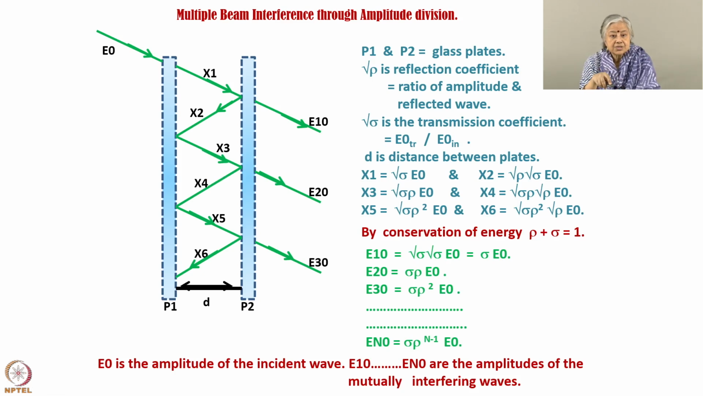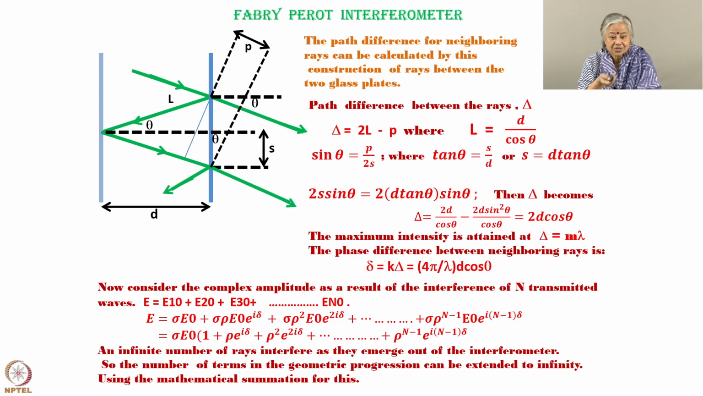So, I started off with multi-beam interference through amplitude division, and now I have got an interference pattern at the end, which is caused by this transmitted light. I am taking the interference of this transmitted light, but that interference pattern depends on the reflectivity of the inner surface. Sounds a bit strange, but okay, that's how it works.